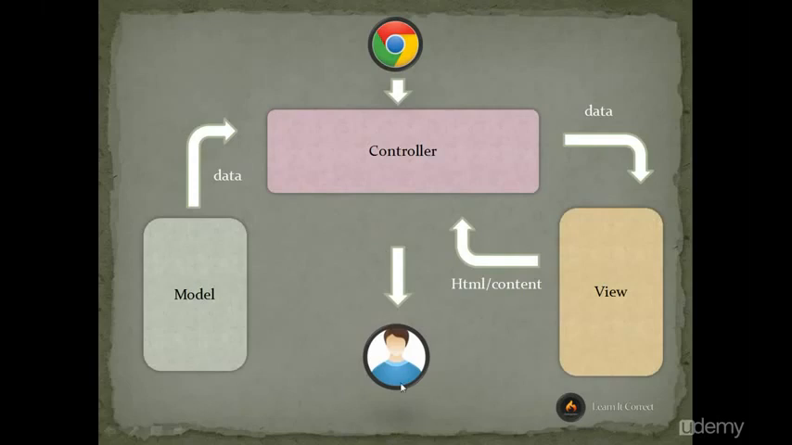I'll go again. Once a request comes from the browser, it goes to the controller. The controller gets some data from the model, and that data is transferred into the view, which returns the HTML content to the controller, and the controller displays it. So that's how Codeigniter's MVC implementation works. It's very simple, and in the next video we'll look at how routing works in Codeigniter. Okay, thank you very much.